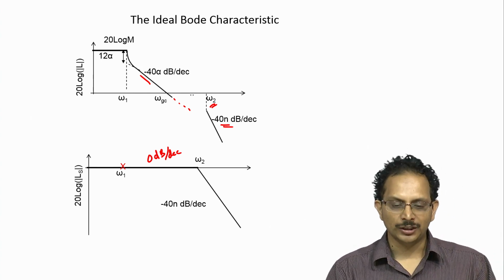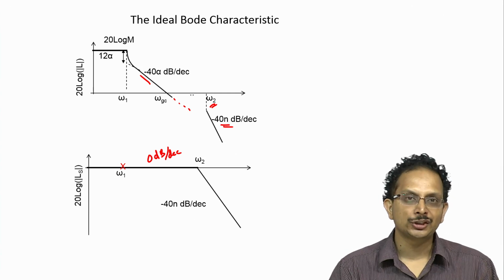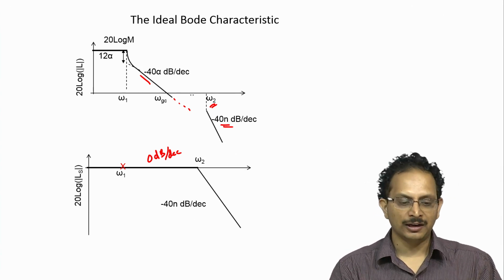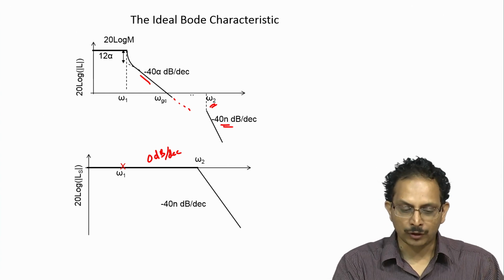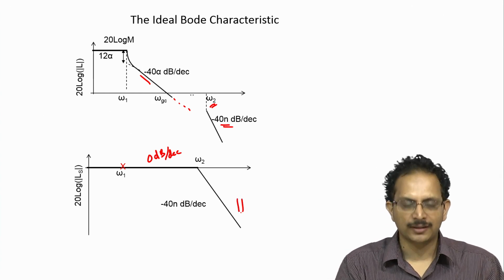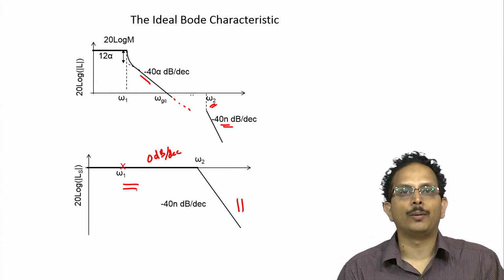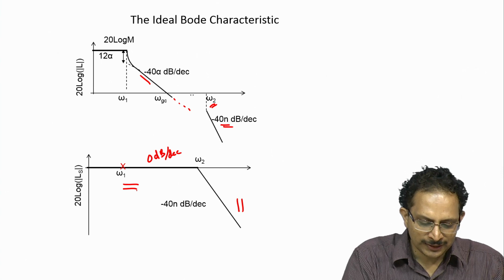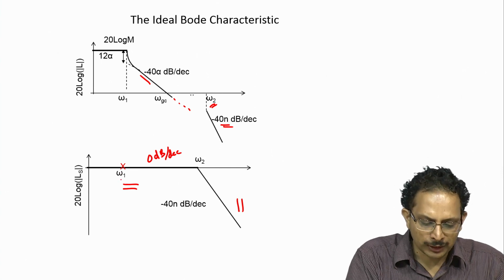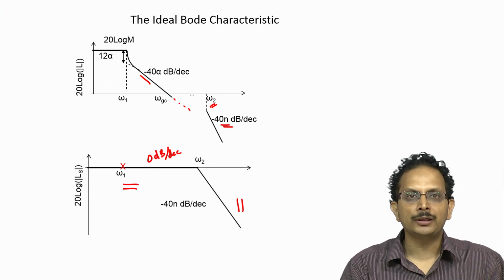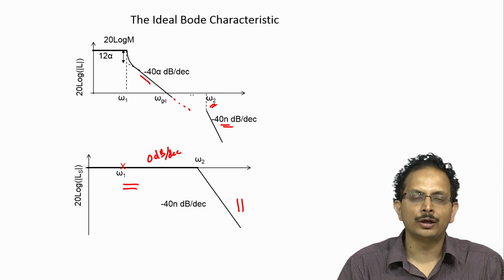To answer this question, we need to go back to the relationship between the magnitude and the phase. So we need to derive the relationship between the magnitude and the phase for this particular magnitude characteristic here, and in particular in the frequency range around omega 1. What we need to note is that when we are doing the derivation, omega 1 is much less than omega 2, and hence that will permit us to make a few approximations when we are doing the derivation.